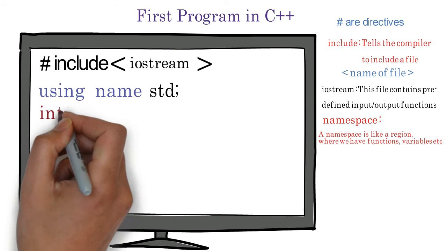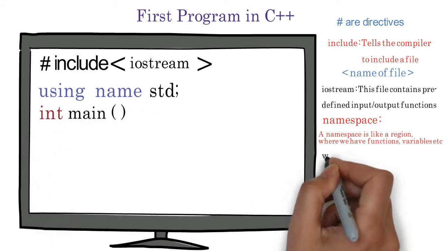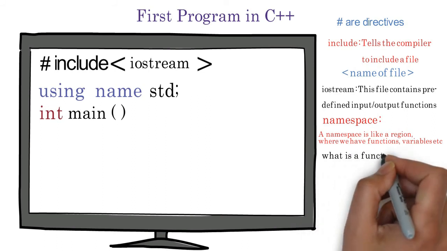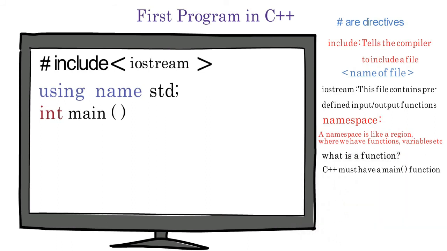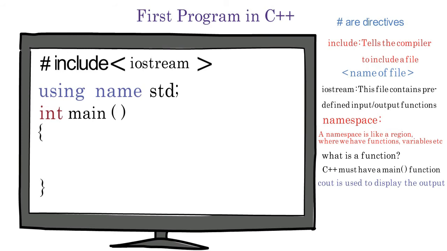The next step is main function. So what is a function? A function is a group of statements that are designed to perform a specific task. Every C++ program must be written in a function, and the name for that function is main. The execution of a C++ program starts with the main function. The operations that we are to perform are written here in an opening and closing curly bracket.